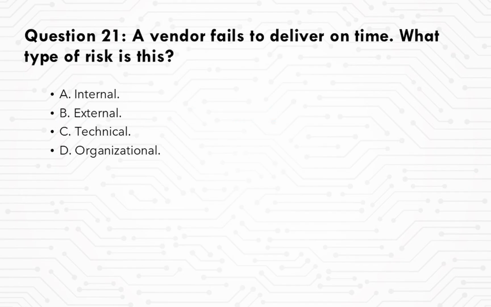Question 21. A vendor fails to deliver on time. What type of risk is this? A. Internal. B. External. C. Technical. D. Organizational. Answer: B. Vendors are external to the organization.